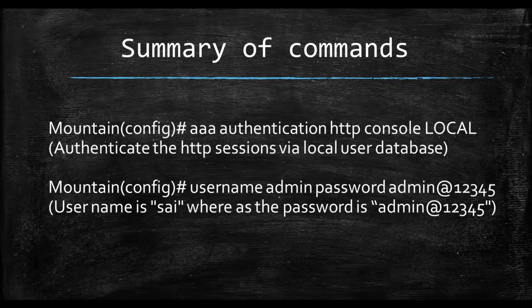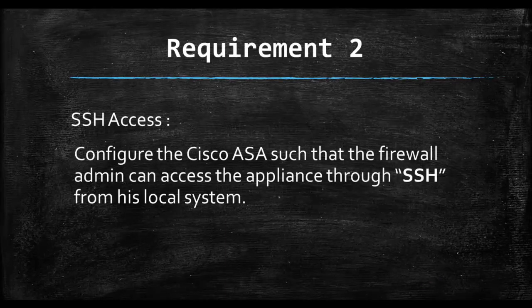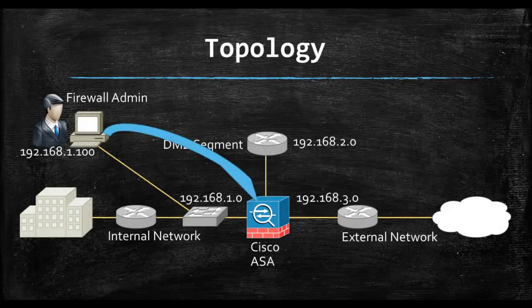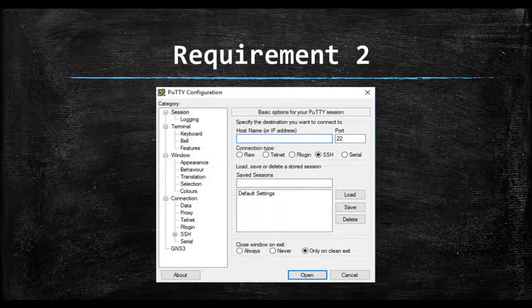Okay, so guys, let's go and check the second requirement. It was that we should make ASA such that the admin can also access the ASA on port 22 via SSH or via Putty. So let's try this also. Which means this guy sitting over here should access the ASA via Putty. So let's go on ASA and configure this also.